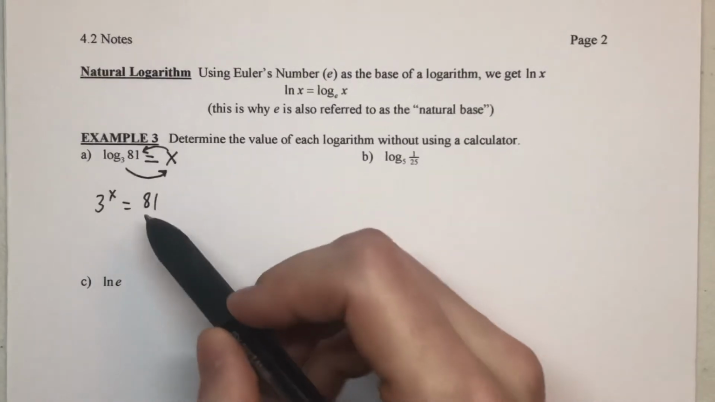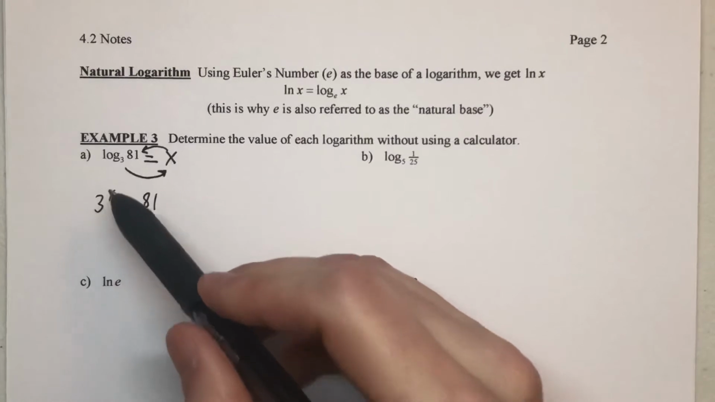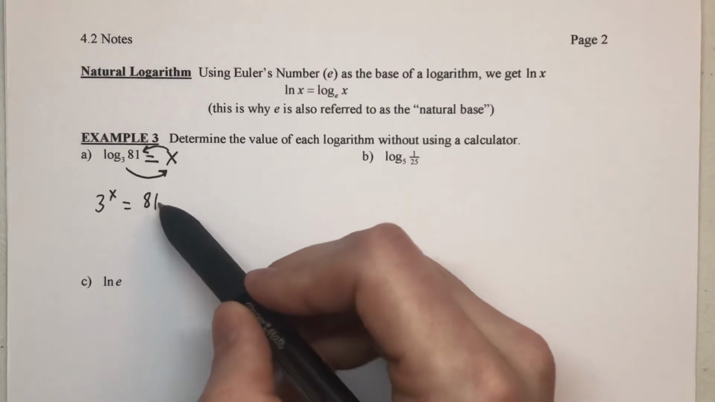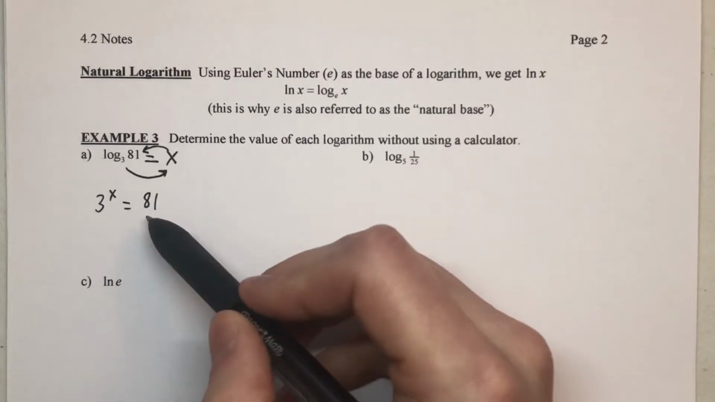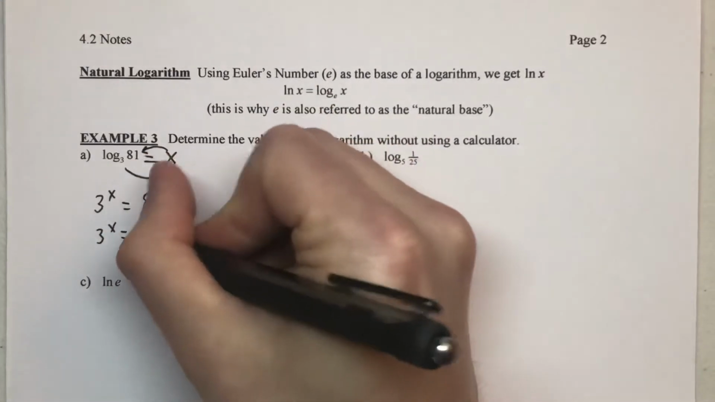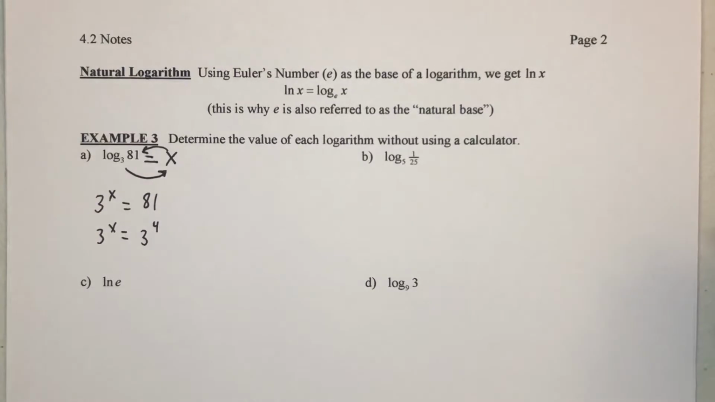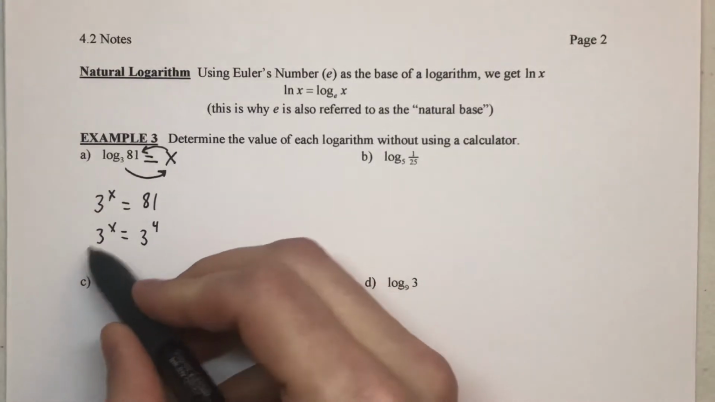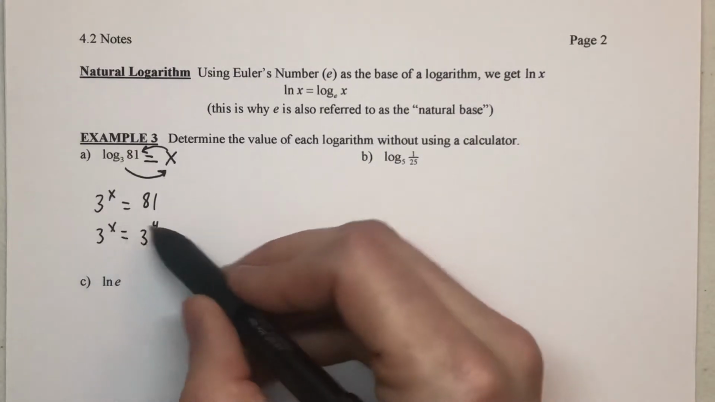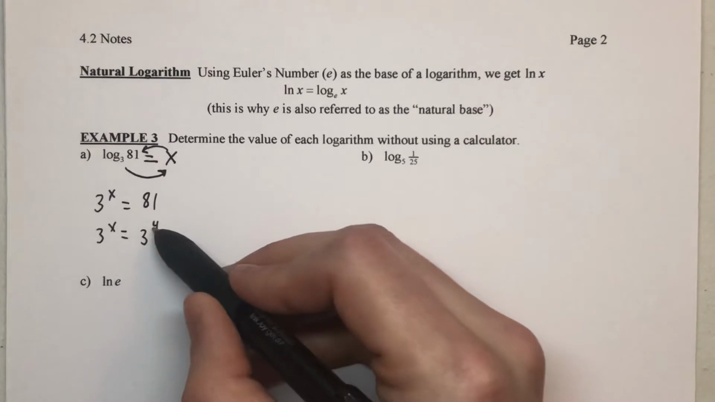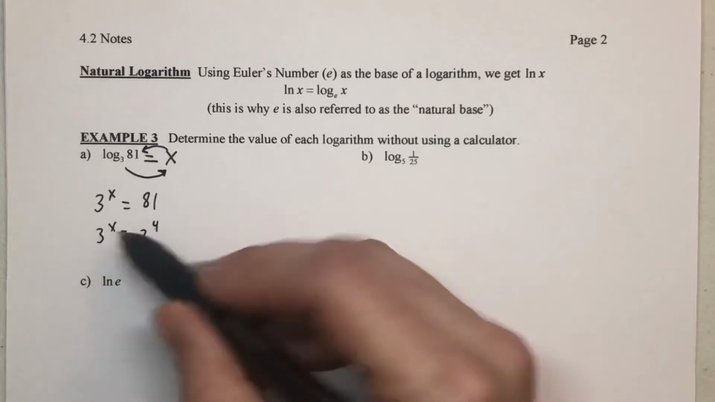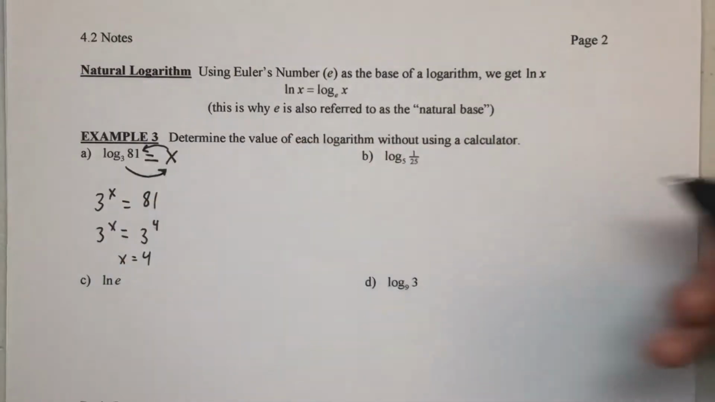But what we do know is we're looking for the exponent of 3 that would give us 81. If you can look at 81 and ask, is that a power of 3? It turns out it is. 81 is 3 to the 4th power. And if we can get to 3 to the x equals 3 to the 4th, then that means we see right there x must be 4. Right? If 3 is raised to the x, and that gives us the same as 3 raised to the 4, then the only option is that x equals 4.